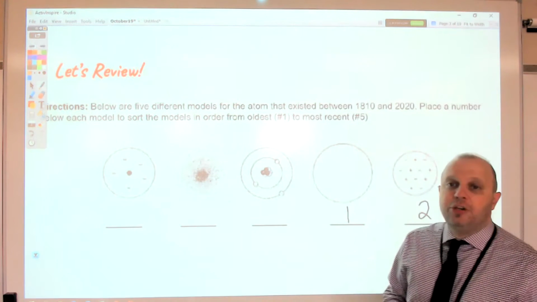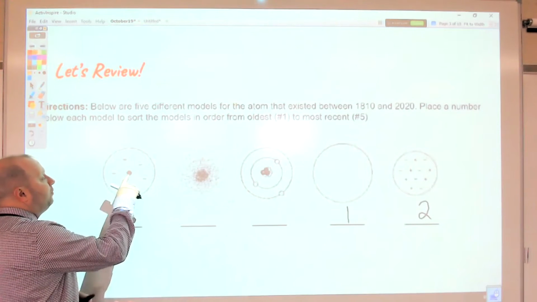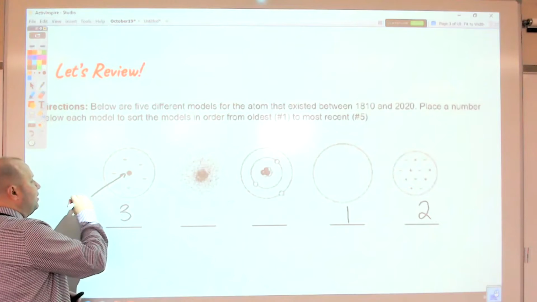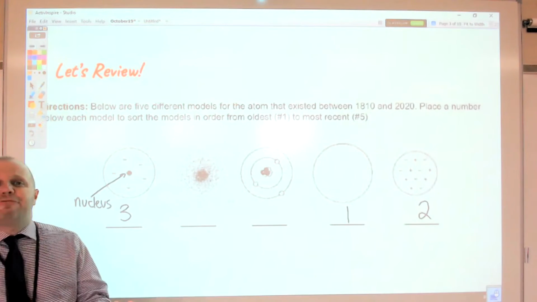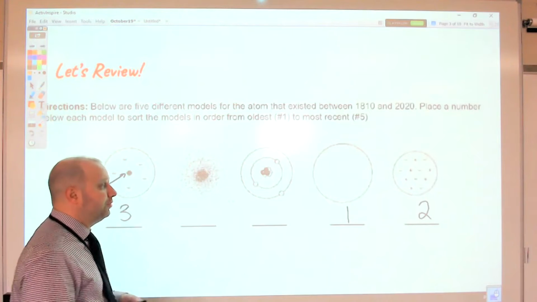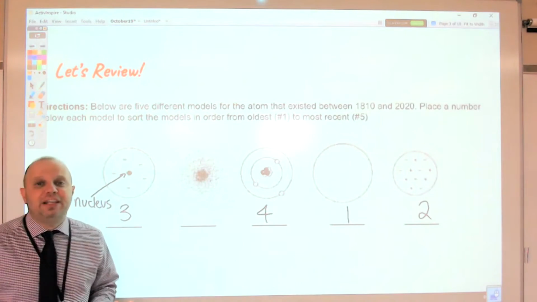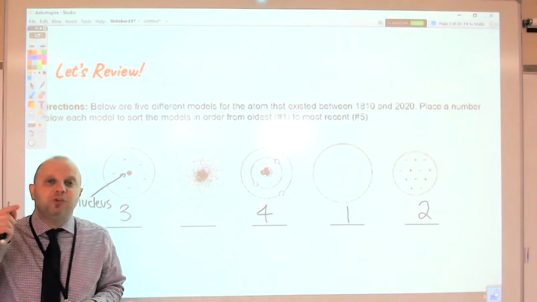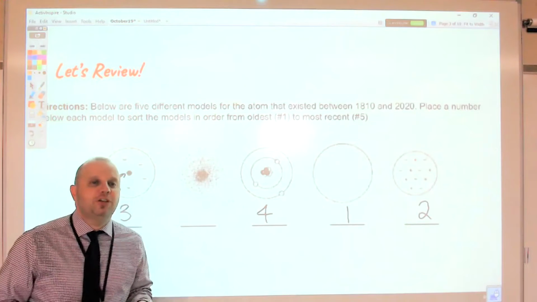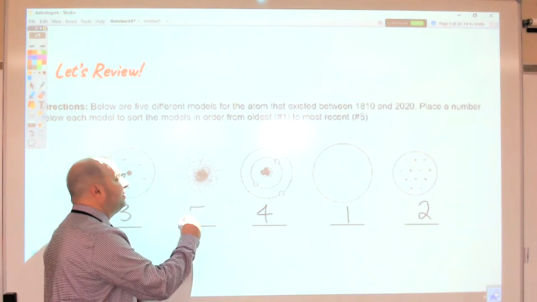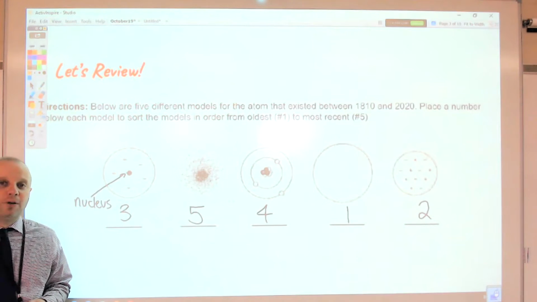Next, we discovered the nucleus, and we come up with this part right here, which is our first picture that has a nucleus in it. After that, energy levels were discovered. So this is our 4th picture. And then finally, we realized that the energy levels were not just circles around the nucleus, but clouds where electrons were likely to be found. So we wind up with our 5th model, which is the electron cloud model.